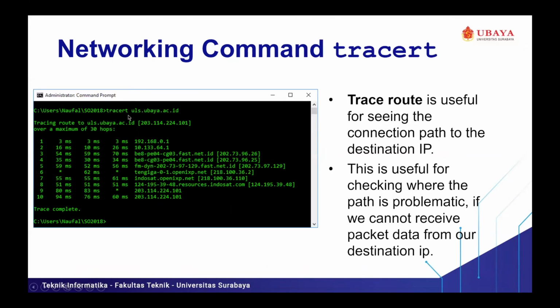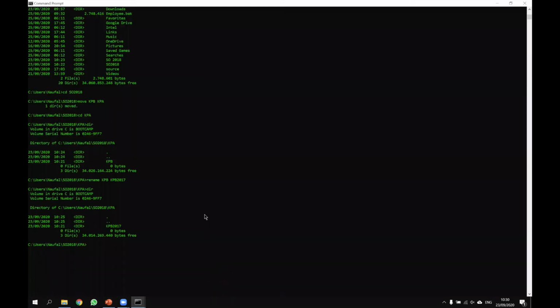So for example, I want to know the route if I want to go to uls.ubaya.ac.id. I want to see the IP route from my connection to uls.ubaya.ac.id. You can just use tracert space the destination IP or the name of the website. If I want to know the route to uls.ubaya.ac.id, I can just use tracert space the name of the website. So I will give you an example.